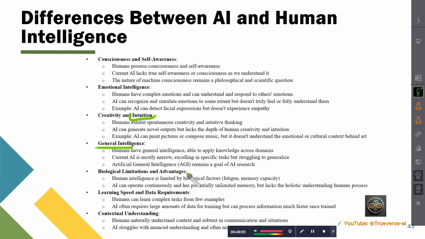General intelligence: this is mostly for heavy AI, and usually we call it not narrow AI but AGI, artificial general intelligence. We will talk later. Biological limitation, learning speed and data requirement: this is another problem for AI. Contextual understanding: humans naturally understand context and subcontext in different situations. AI struggles with that.